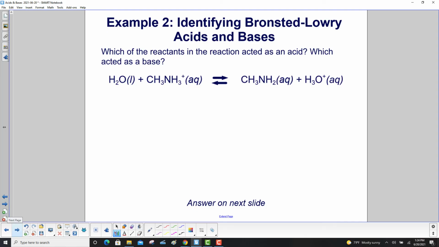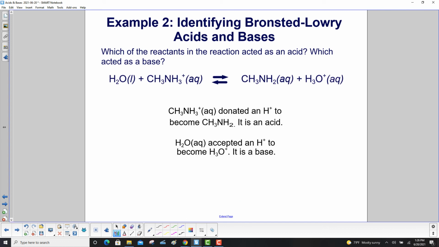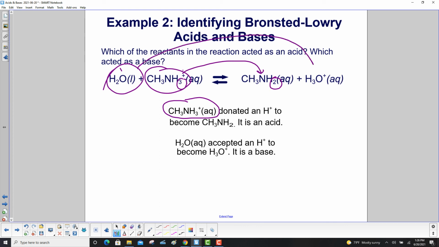Which of the reactants in the reaction acted as an acid? Which acted as a base? Methylammonium, it's this one over here, donated an H plus to become methylamine. See how this has two hydrogens? This just has the three. Therefore, it is an acid. Water accepted an H plus to become hydronium ion. Over here, see it picked up, that's three H's, here there's two. So that is a base. Water is acting as a base this time.